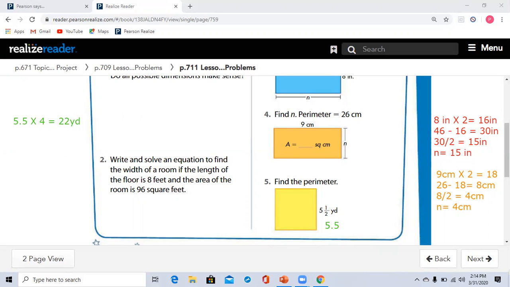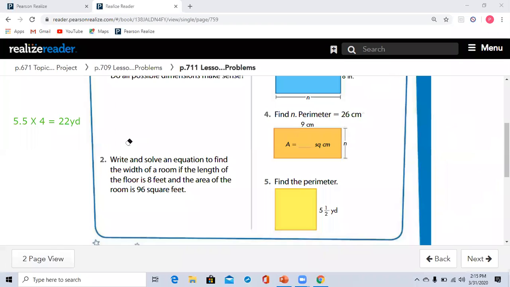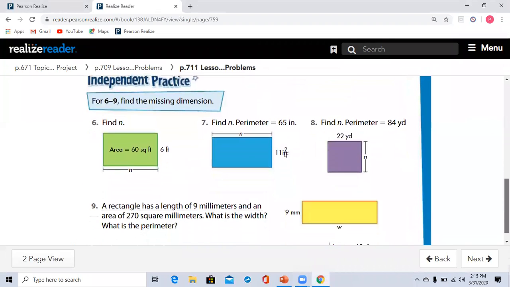I'll give you a second to write your answers. Let's look at another example. Number 6. Find the value of n. They are giving us the area and one length, but the other one is hidden.